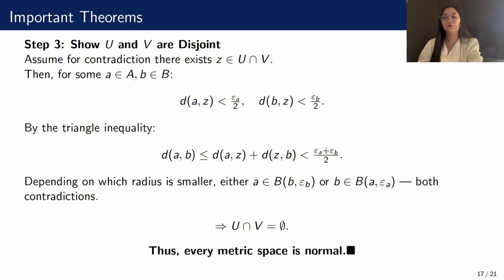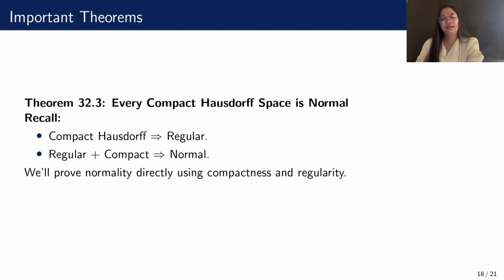Which is a contradiction, because we picked the radii especially to make sure these balls do not intersect. So our assumption that c exists is false. That means that c must not be an element of U intersection V for them to be disjoint, which means that U intersection V is empty. Thus we have proved that every metric space is normal. Okay, so now let us move on to the last theorem.